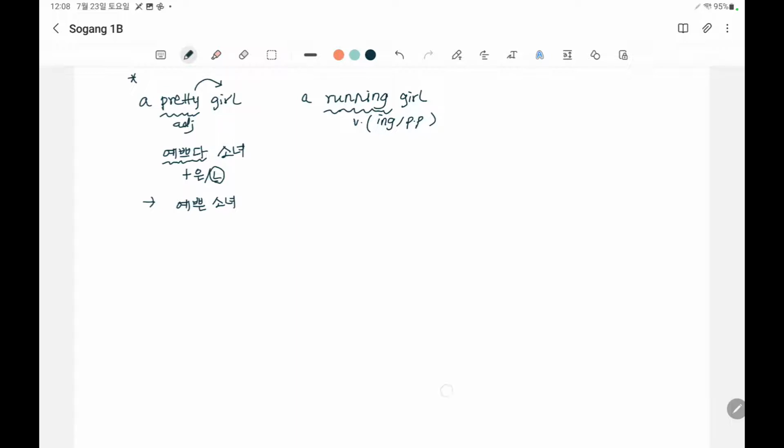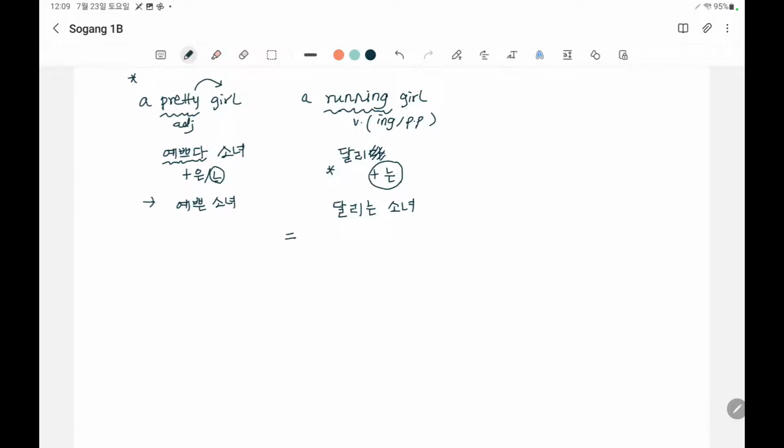Korean as well, we need to change this 달리다. 달리다, to run, we need to change the form. In what way? Regardless of 받침 of the stem, we need 는. Okay, regardless of 받침, we need 는. So, a running girl, 어떻게 말해요? 달리는 소녀 말해요. When a verb modifies a noun, it can take a tense.